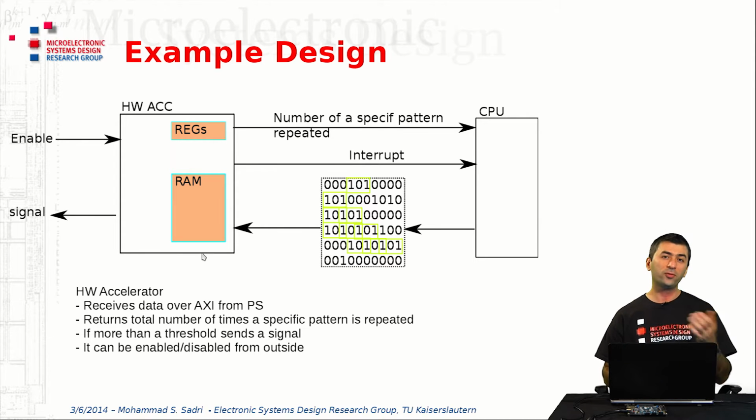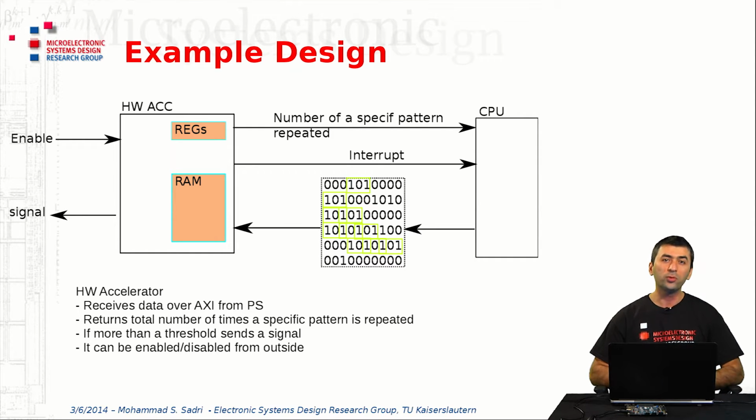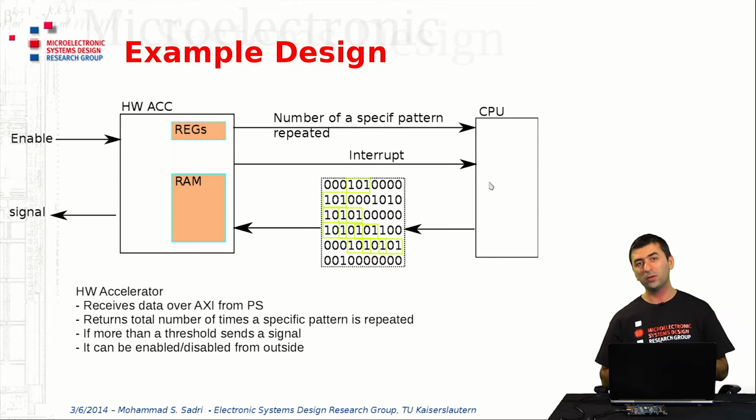And as I will show you, my hardware accelerator will be able, for each chunk of data, to count occurrences of the specific pattern in just one clock cycle. Now imagine if you want to do the same thing with the CPU. I mean, instead of passing the data to the hardware accelerator, imagine you want to write software running on the CPU that is responsible for counting how many times a specific pattern has occurred.